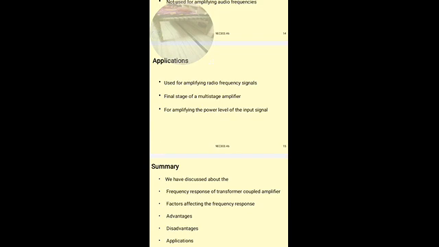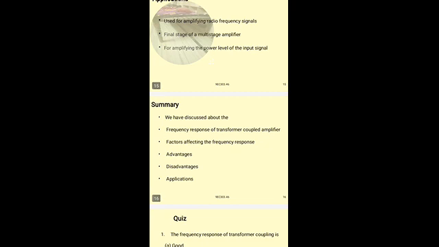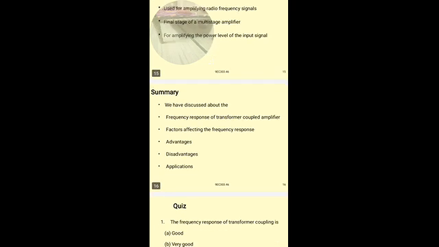So in today's class we have discussed the transformer coupled amplifier, its construction, working, the frequency response of the transformer coupled amplifier, and the characteristics of the transformer coupled amplifier, impedance matching, and factors affecting the frequency response, advantages, disadvantages, and applications of the transformer coupled amplifier.